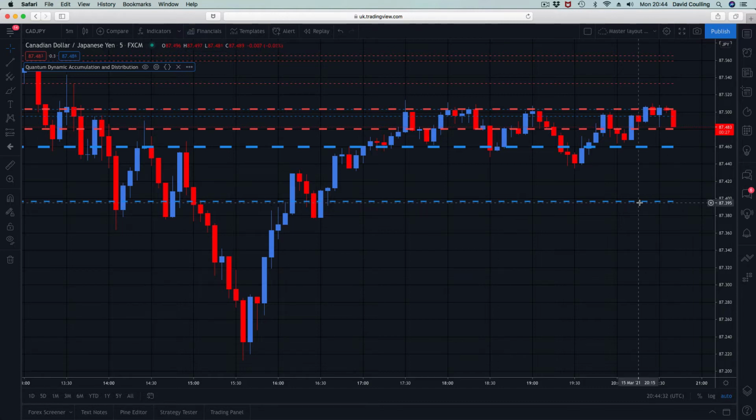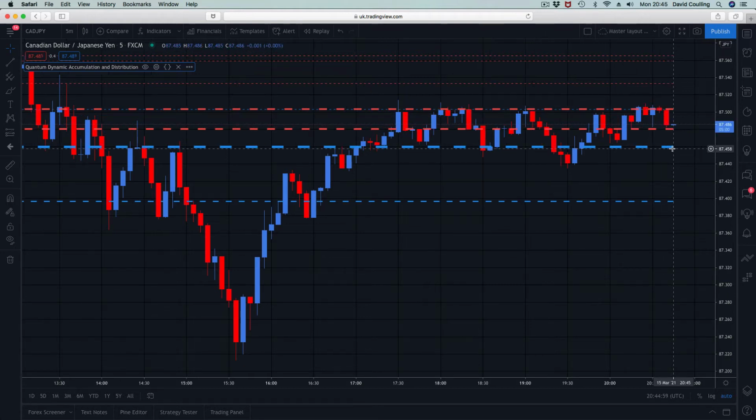We're on the CAD yen here. We're on a 5-minute time frame. As I say, it works in all time frames. And what happens essentially is this. As a level is tested and holds, it thickens. And the more that number increases, the thicker the line becomes. So levels which are very thick are therefore very strong, acting either as resistance or support.